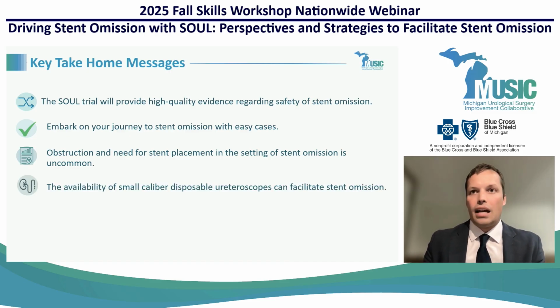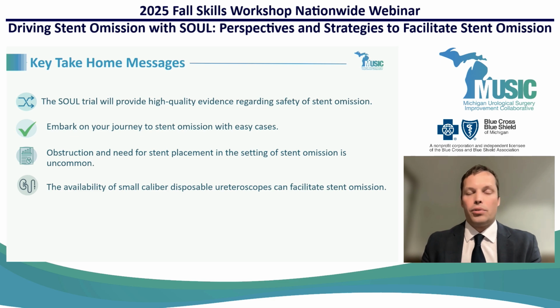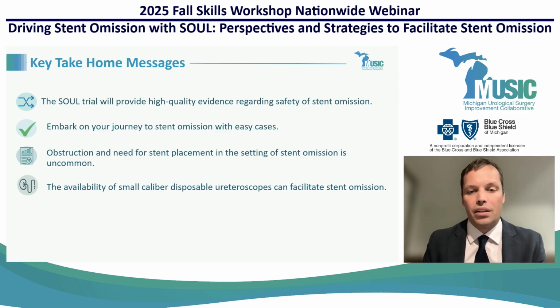We heard time and time again and had some great videos from Dr. Gupta around the idea of smaller scopes, specifically the 6.3 and 7.5 French disposable scopes, or reusable scopes for that matter, that may facilitate stent omission. These are definitely things that I'm employing in my practice with great results. I think it removes some of that uncertainty for me personally, and I think we heard that was probably the case with Khurshid and others.